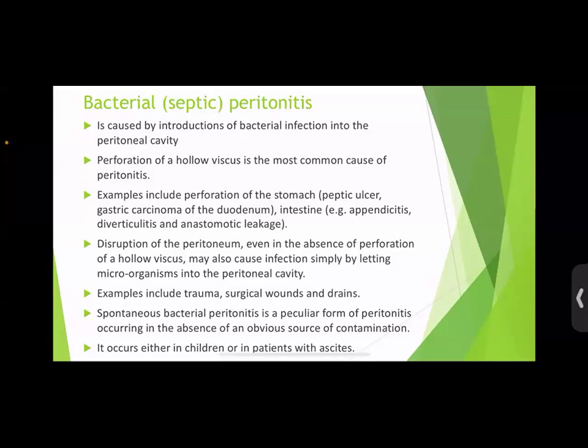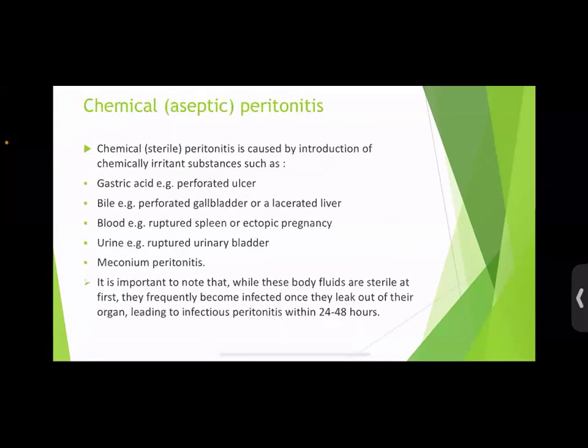So disruption of the peritoneum, even in the absence of a perforation of a hollow organ, may also cause infection simply by letting microorganisms into the peritoneal cavity. And how can these microorganisms get in? It's through trauma, surgical wounds, and drains. So spontaneous bacterial peritonitis is a peculiar form of peritonitis occurring in the absence of an obvious source of contamination, and it occurs in either children or patients with ascites.